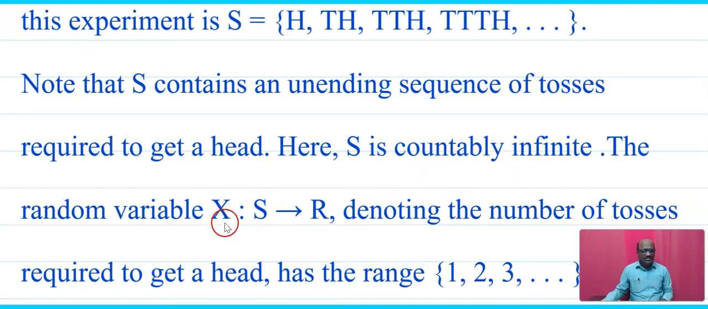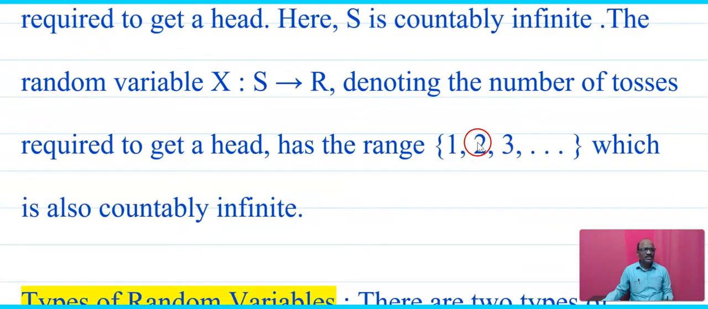Okay. The random variable X is defined from the sample space to the real numbers, denoting the number of tosses required to get a head. It has the range 1, 2, 3, and so on, which is countably infinite. X is defined from S to R, denoting the number of tosses. Here this is the first toss, second toss, third toss, and in this way you can get the countably infinite.